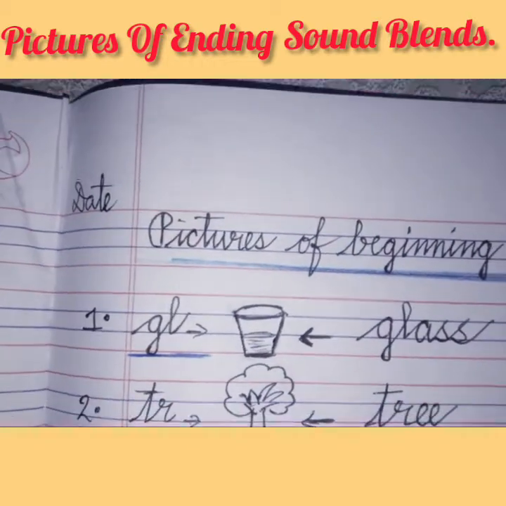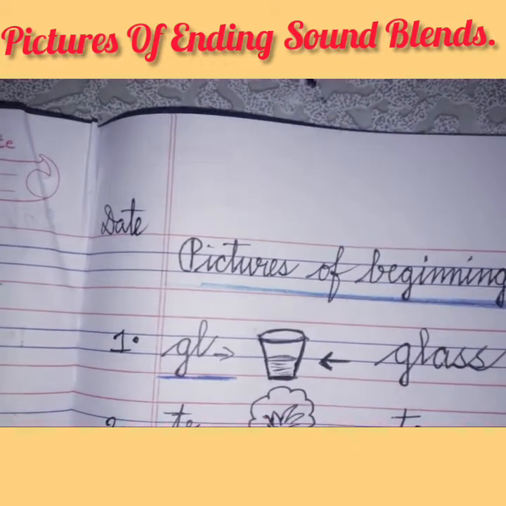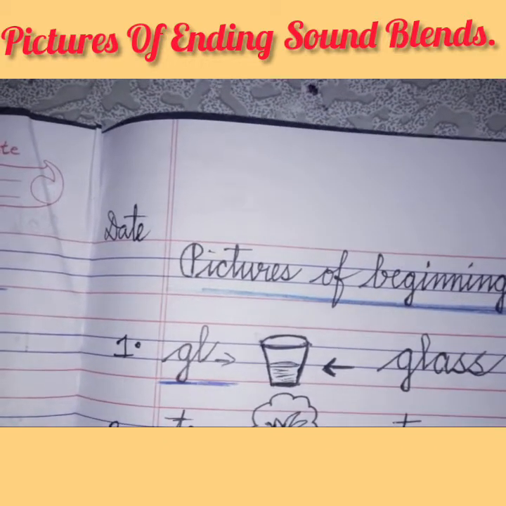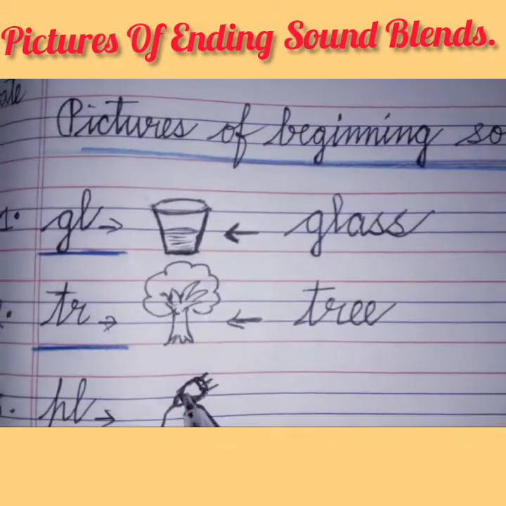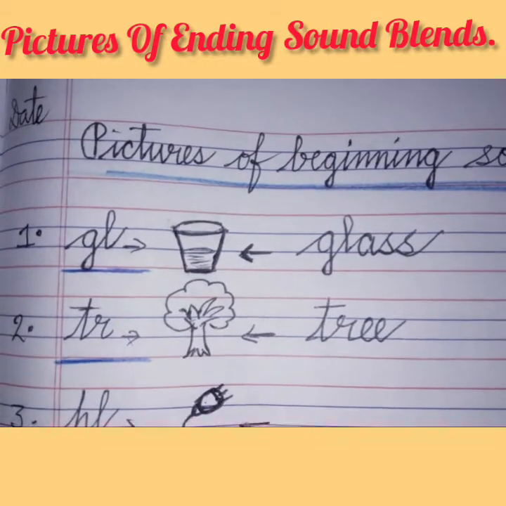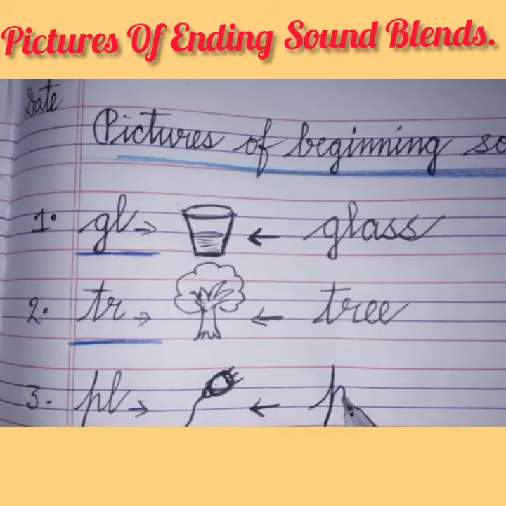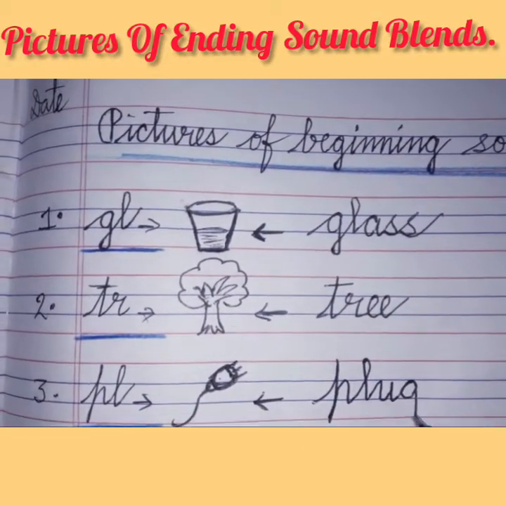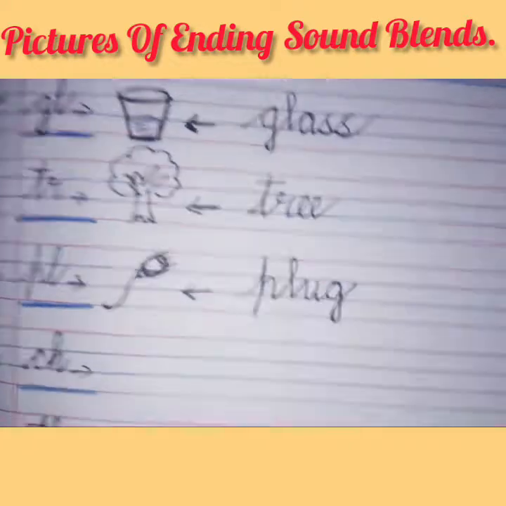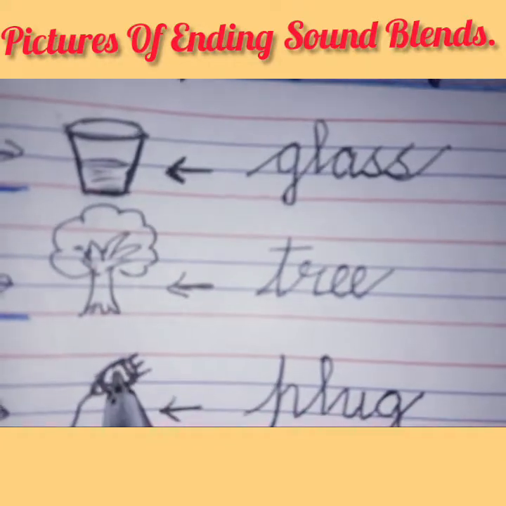For making wire, now oval shape and three small lines. Now put an arrow. Write the spelling of plug. PLUG, plug. Okay? See this? It's a plug.